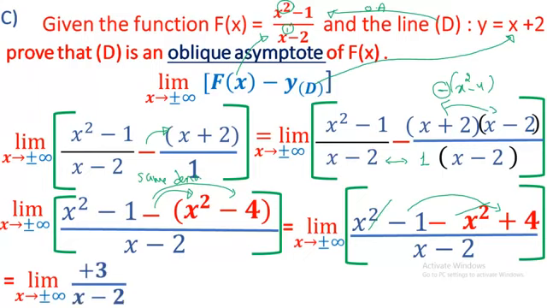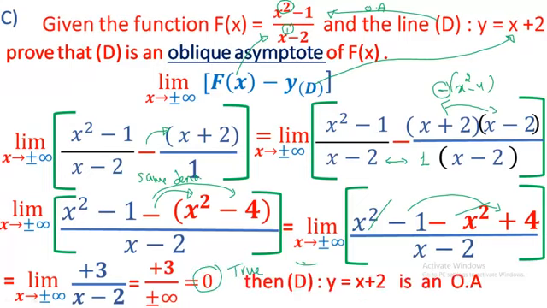Now we will substitute x by infinity to get 3 over infinity, and the answer is 0. Because the rule gives me 0 and it is true, then we can say the line D of equation y equals x plus 2 is the oblique asymptote of this rational function.